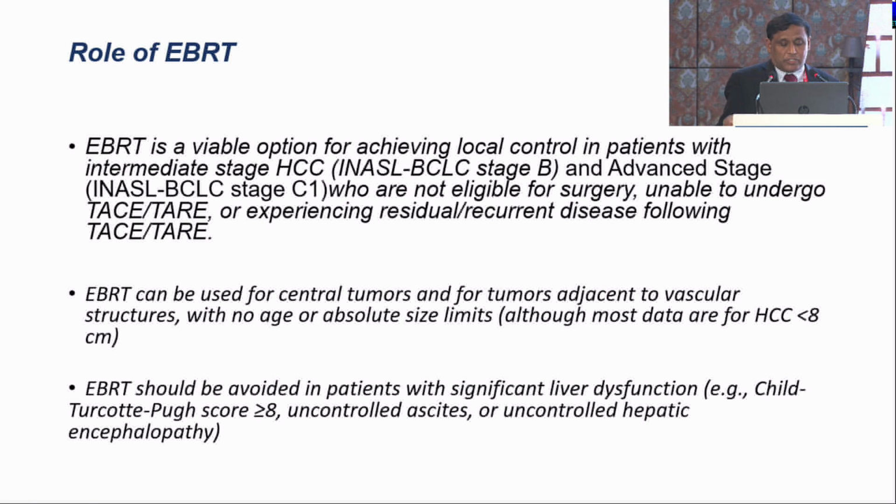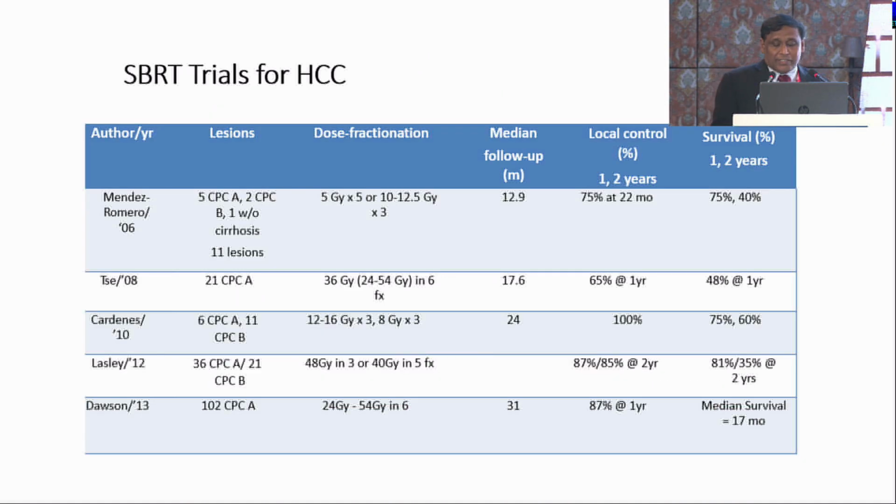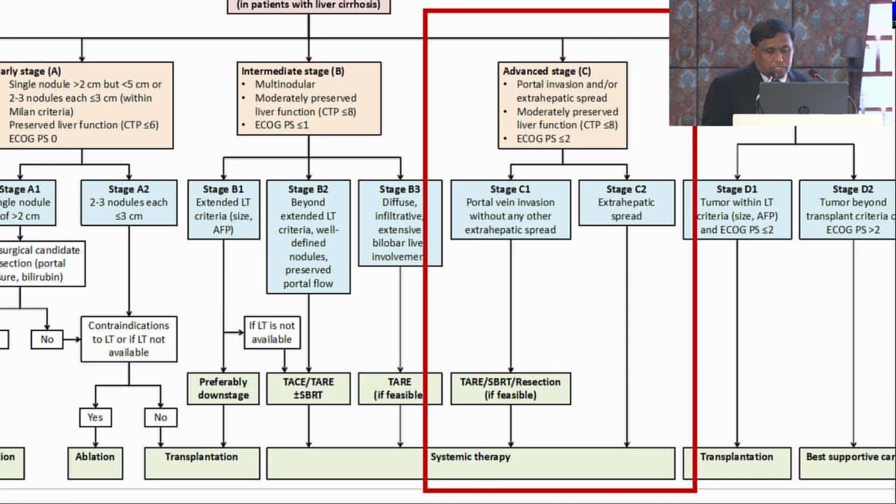Now we know that this works, and this has been very important, especially with the location near the vascular areas, major vessels, and there is no size restriction, although most data is up to 8 centimeter tumors. So again, this is from Toronto. They used radiation therapy in all stages. And these are the trials, although we need more data with randomization. That's why we really don't want to stay with systemic therapy alone. We need to include others.